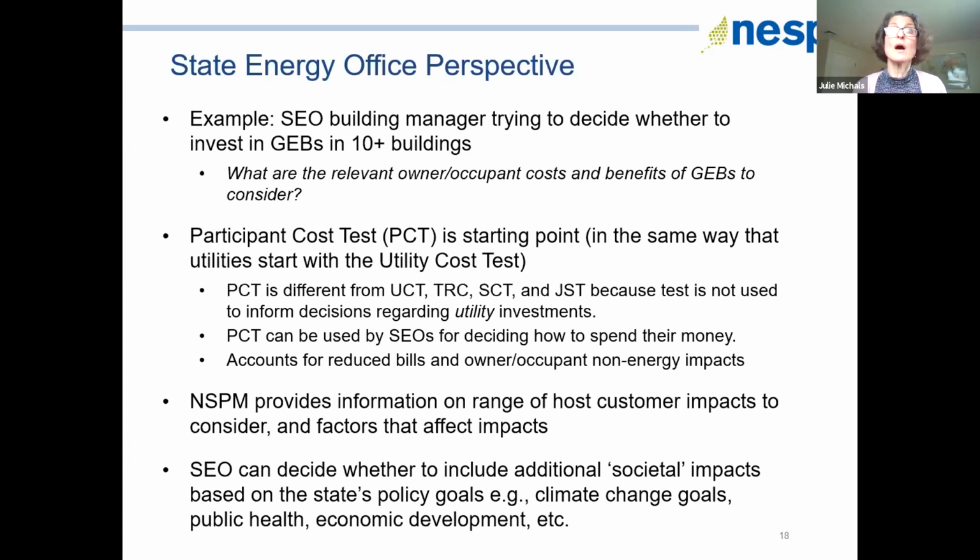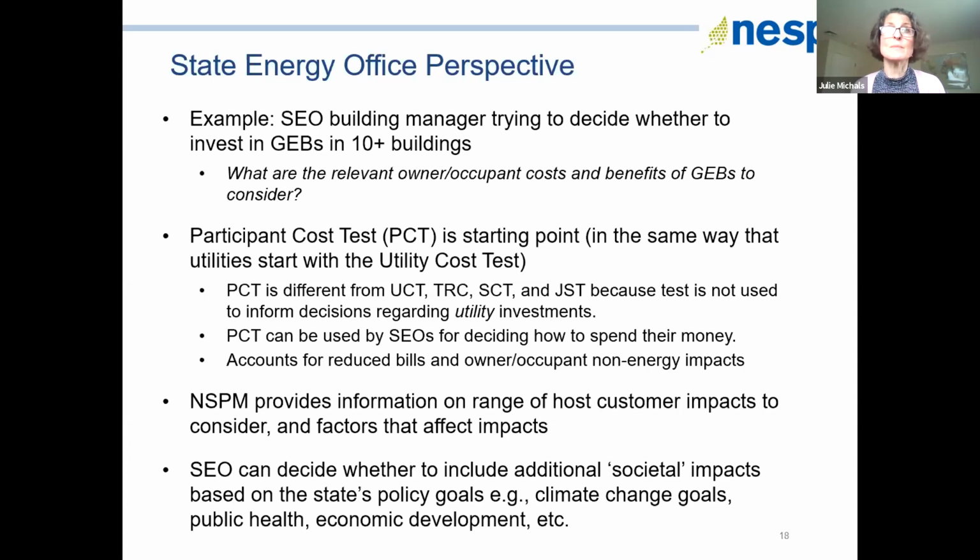And it helps to address issues and helps decide how is money best spent. It accounts for things like reducing bills and accounting for non-energy impacts. And you can use the NSPM to look at, well, what are the range of those non-energy impacts that I should be considering? And should I also be considering additional societal impacts, because I ought to be aligned with the policies of my state or my jurisdiction?